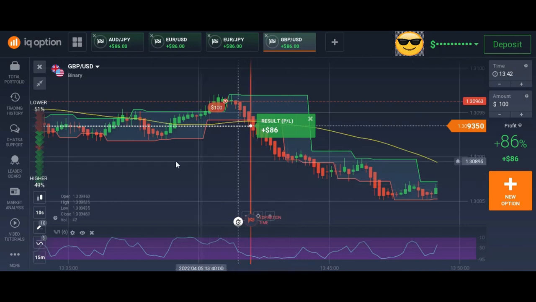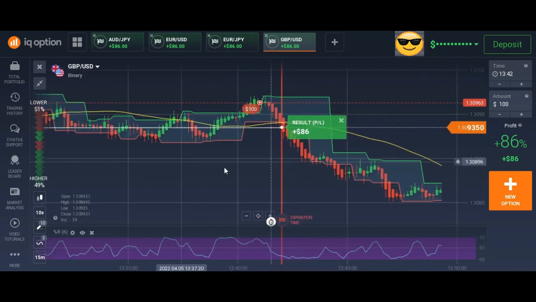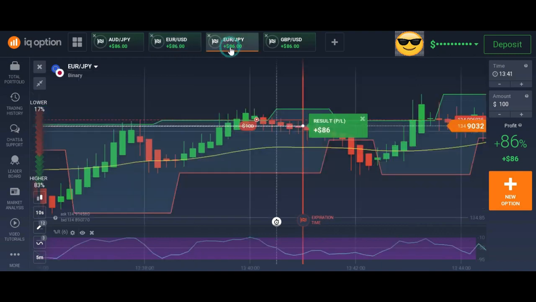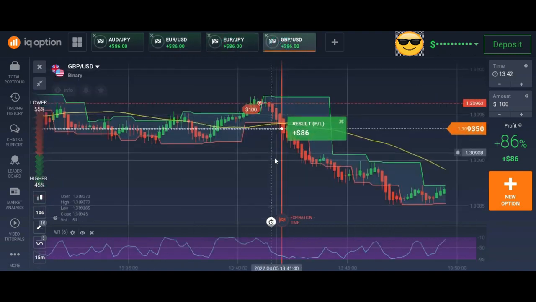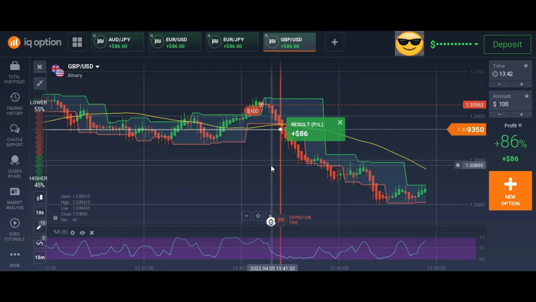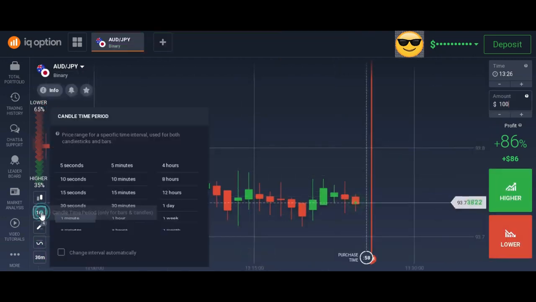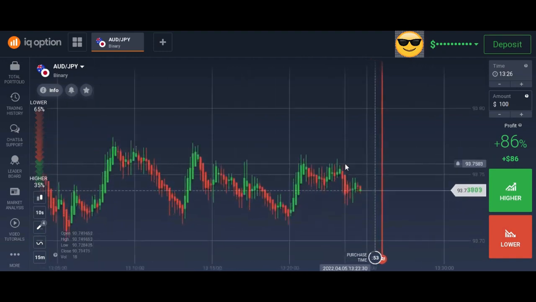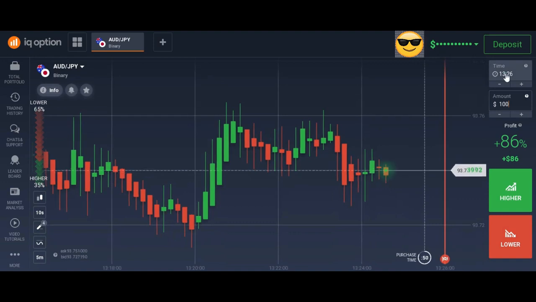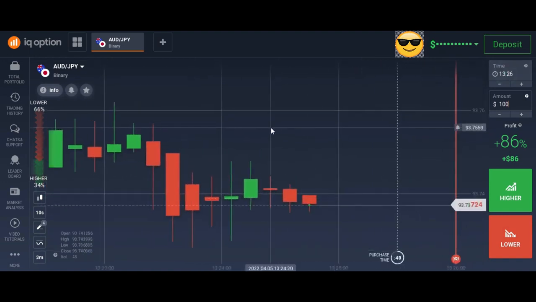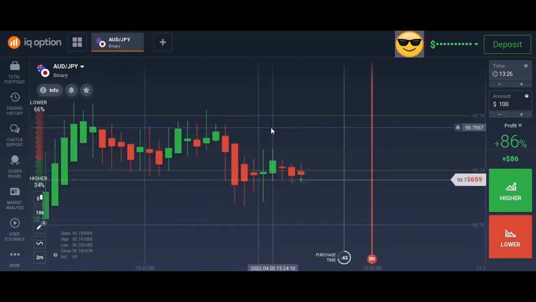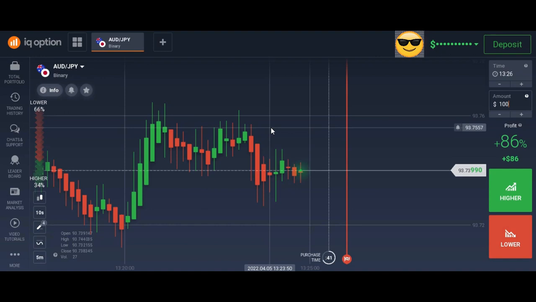Hi traders, today I bring you a strategy that can make you earn a lot of money in a very short time. These are the results that I have been obtaining, and as you can see, they are all profits. We are going to use 10-second candles and an expiration time of 1 minute. I'm using Heikin-Ashi candles, but you can also apply the strategy with Japanese candles.